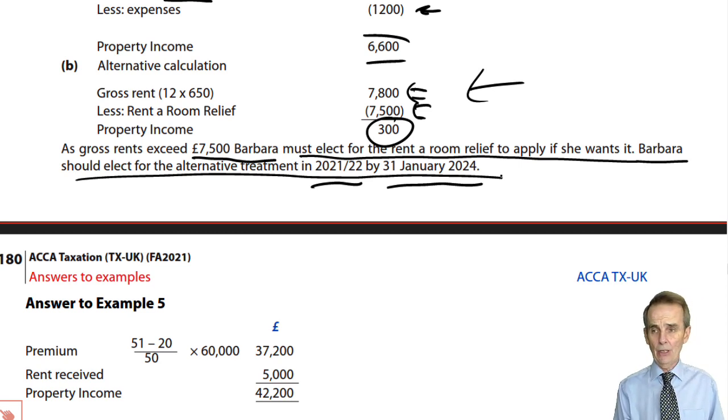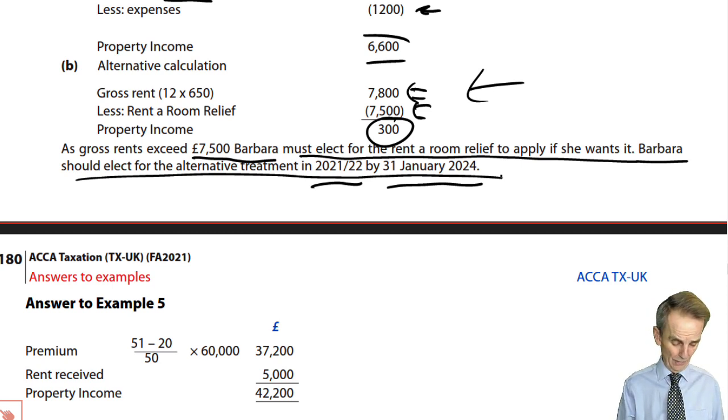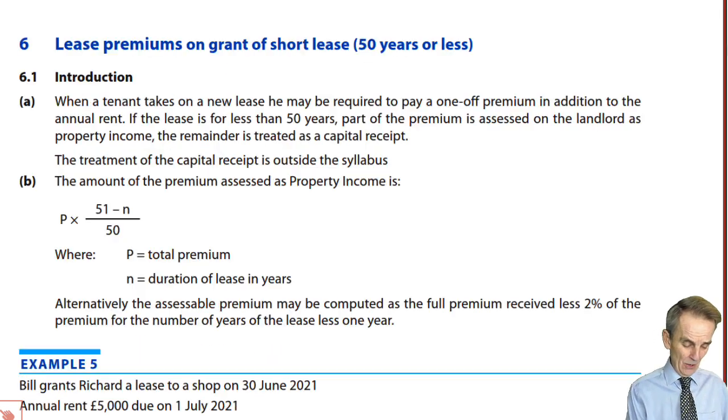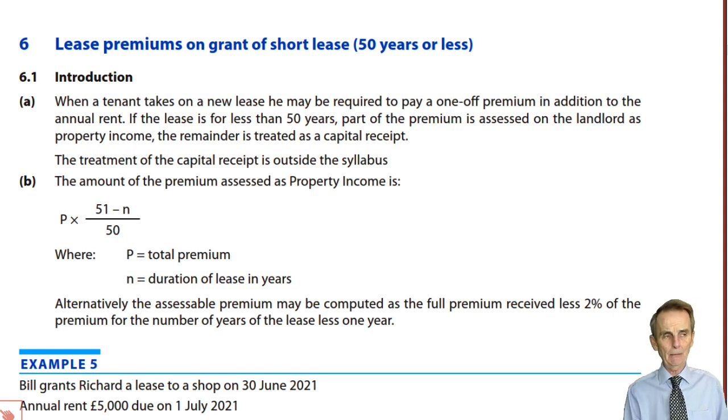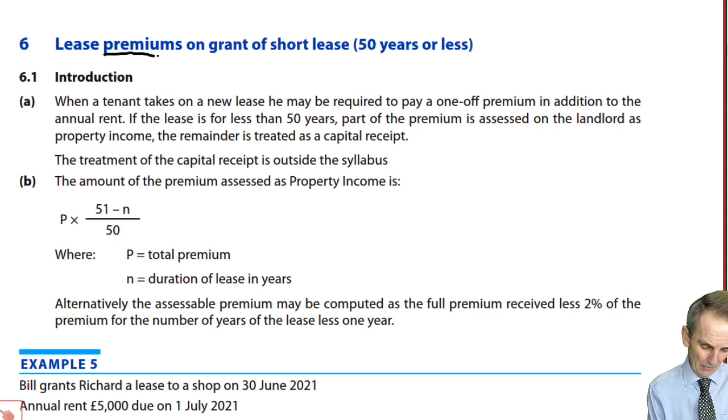We've also seen if you don't rent out a separate property, but actually you rent out rooms in your own main residence, then the possibility of rent-a-room relief exists for you there, allowing the first £7,500 of income to be exempted. We've got one remaining area in relation to property income to complete. The one that we said right at the very beginning of this particular chapter was one that we may not be familiar with, and that's where lease premiums are paid on the grant of a short lease.